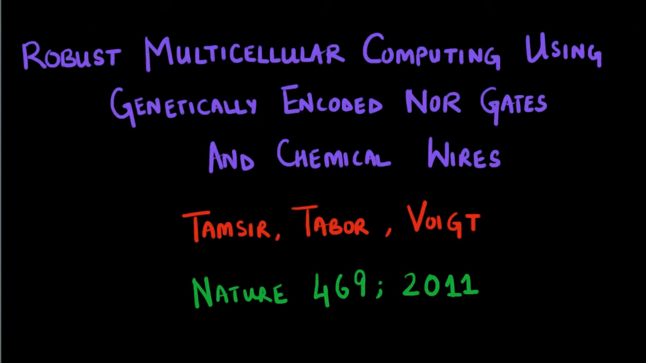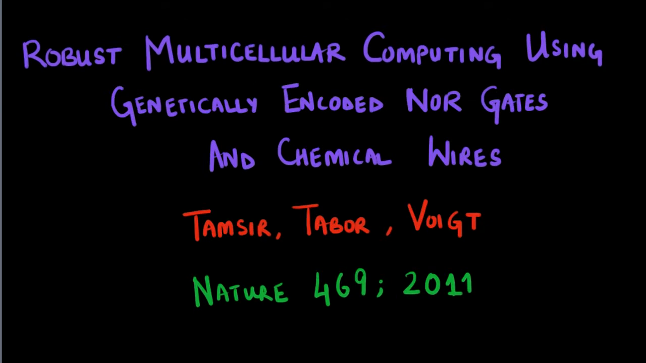Today we will be discussing the article titled Robust Multicellular Computing Using Genetically Encoded NOR Gates and Chemical Wires. This article was written by Tamsir, Tabor, and Voigt from the University of California in San Francisco, and it was published in Nature Letters in January 2011. In this article, the authors study the process by which they combine a simple genetic circuit with quorum sensing to produce more complex computations.